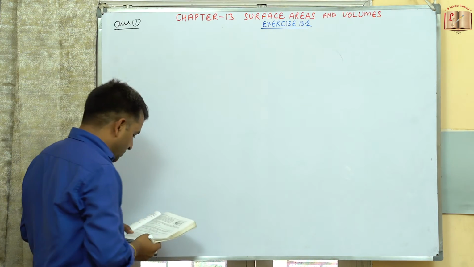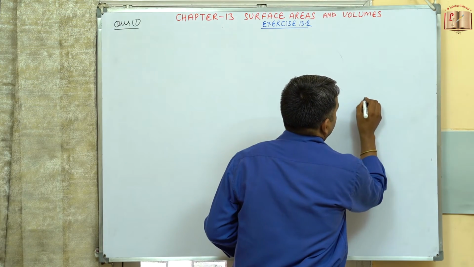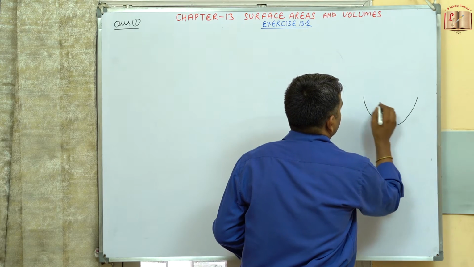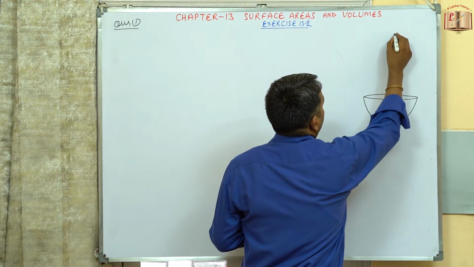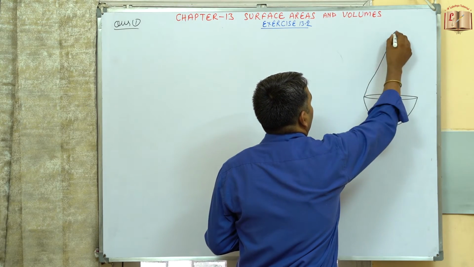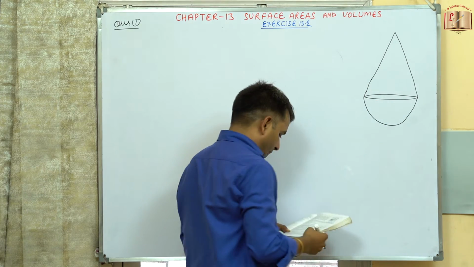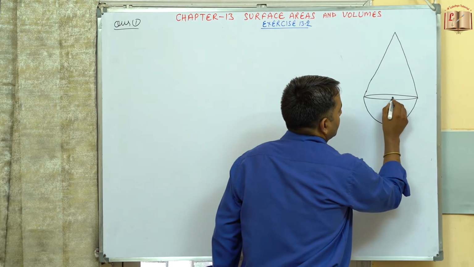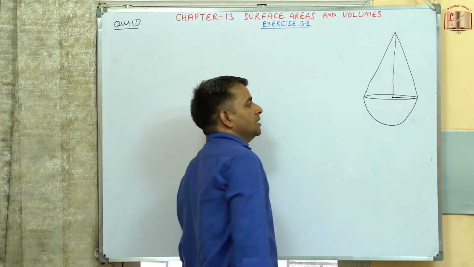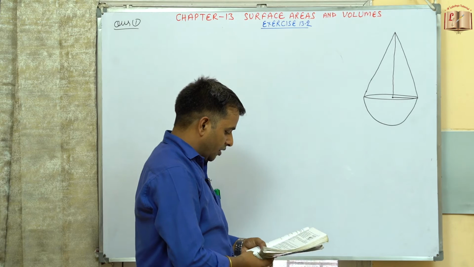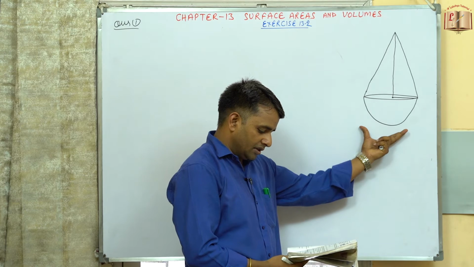a solid is in the shape of a cone standing on a hemisphere. So this is a hemisphere and the solid is in the shape of a cone. Now a cone is standing on a hemisphere. We can mark this. This is the radius and this is the height of the cone, and this will be the slant height.